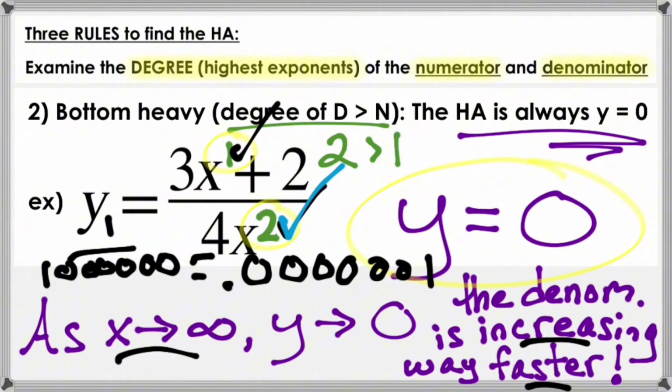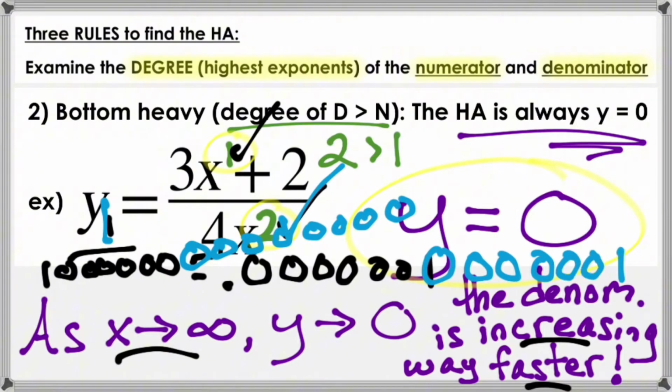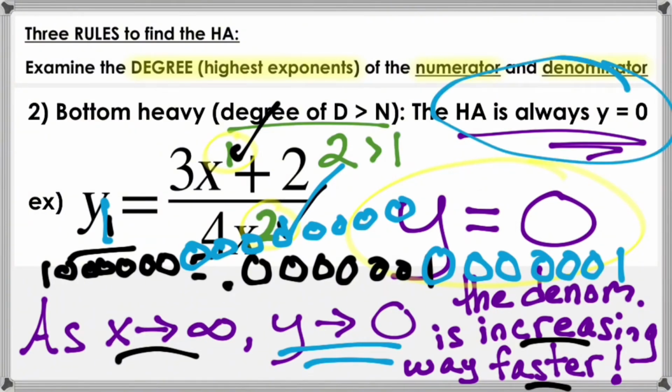You're eventually going to have basically 1 over an infinite amount of zeros, which is going to make this decimal infinitely have a 1 at the end with an infinite amount of zeros. So you're never going to quite reach 0, but it's going to approach 0. And that's why the asymptote is at y equals 0.